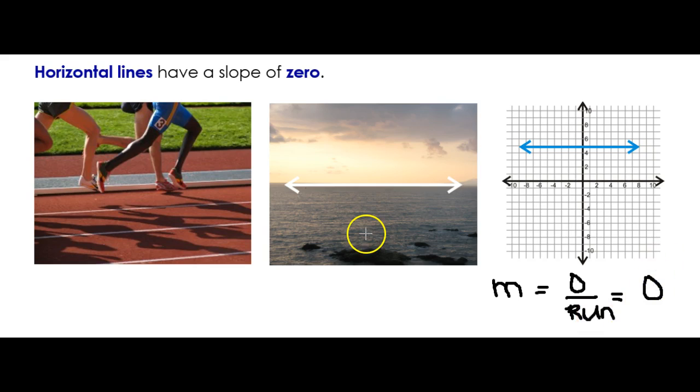Right? So some perfect examples of situations with a zero slope are if you're running on a track, right? There's no incline there whatsoever, right? And the horizon, there's zero slope there. So again, if you see a horizontal line, you really don't have to do any calculation whatsoever. You know automatically that the slope has a value of 0.